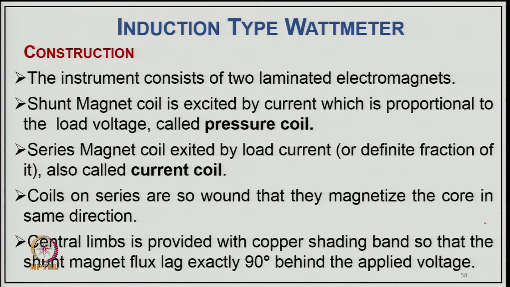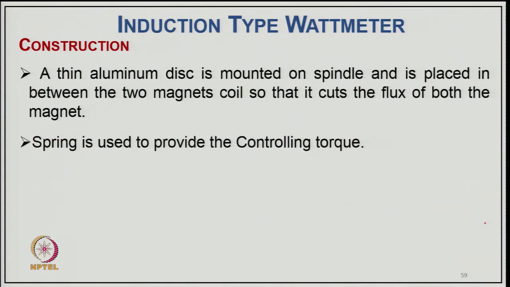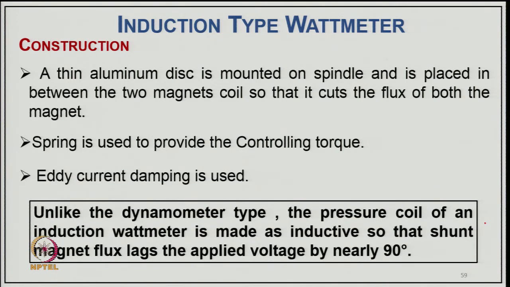The central limb is provided with a copper shading band, so that the shunt magnet flux lags exactly 90 degrees behind the applied voltage. Now, a thin aluminum disc is mounted on a spindle and is placed in between the two magnet coils, so that it cuts the flux of both magnets, and a spring is used to provide the controlling torque. Eddy current damping is used here. Unlike the dynamometer type instrument, the pressure coil of an induction wattmeter is made highly inductive, so that the shunt magnet flux lags the applied voltage by nearly 90 degrees.